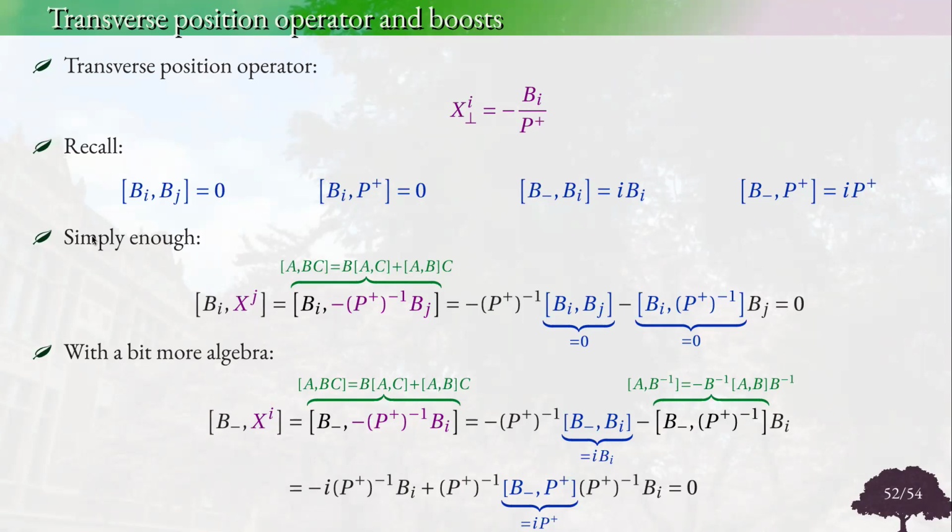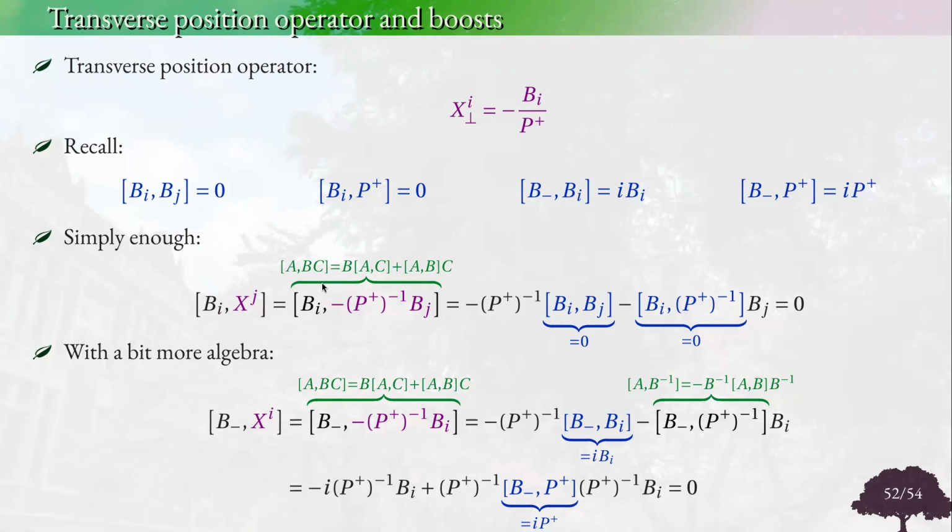So, simply enough, if you do a transverse boost to your position operator, then you can use this nice rule for commutators of products. The commutator of A with BC is equal to B times the commutator of A with C plus the commutator of A with B times C. So X perp is going to be a product of P plus to the minus 1, so basically the inverse of P plus, times Bj. You can actually put this on either side. Works just as well since P plus and Bj commute with each other.